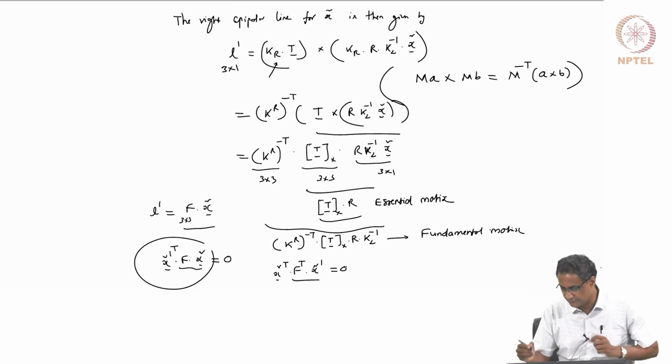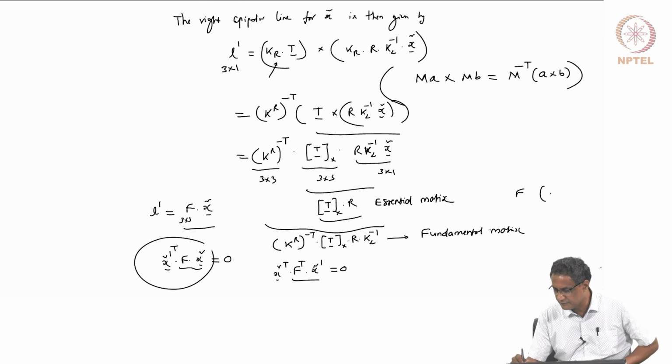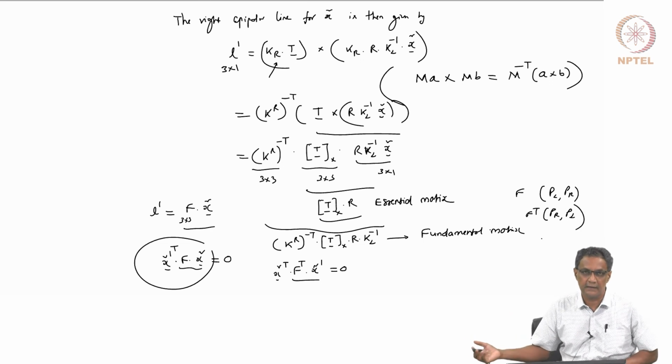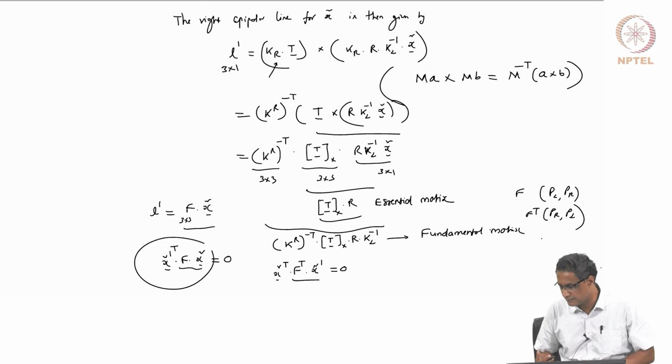So if you want to just remember the ordering, F is like PL to PR, whereas F transpose is like PR to PL. So F transpose is like taking a point in the right image plane and mapping it to an epipolar line in the left image plane. So this is also a fundamental matrix, and that is also a fundamental matrix, except F transpose operates between PR and PL, and F operates between PL and PR.